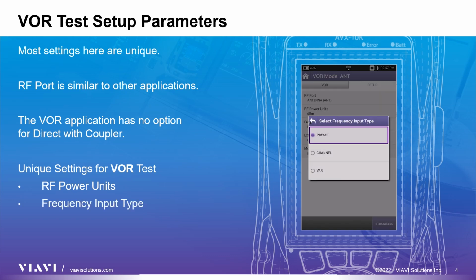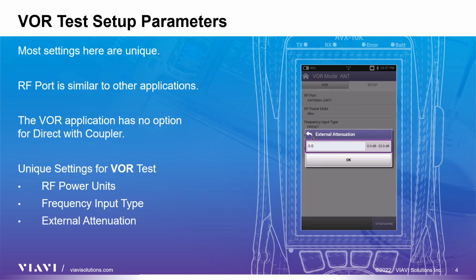The frequency input type can be either preset, channel, or variable. Preset provides a set of 3 fixed frequencies. Channel allows the selection of any on-channel frequency. VAR, or variable, allows the selection of frequency in 1 kHz steps. Please note that the variable setting may not apply to every instrument mode.